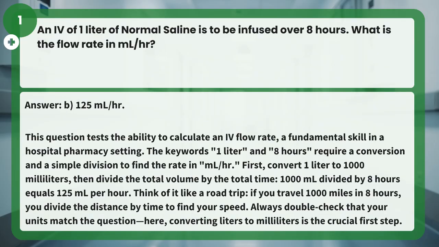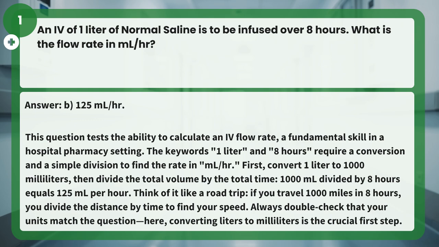Answer: B. 125 milliliters per hour. This question tests the ability to calculate an IV flow rate, a fundamental skill in a hospital pharmacy setting. The keywords 1 liter and 8 hours require a conversion and a simple division to find the rate in ml/hr. First, convert 1 liter to 1000 milliliters, then divide the total volume by the total time. 1000 milliliters divided by 8 hours equals 125 milliliters per hour.